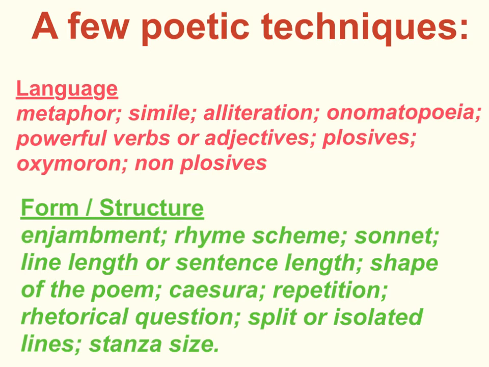In the structural section, we've got a sonnet. Sonnet is a love poem, usually 14 lines long. Caesura.